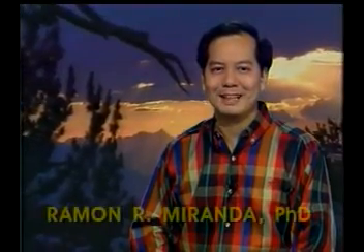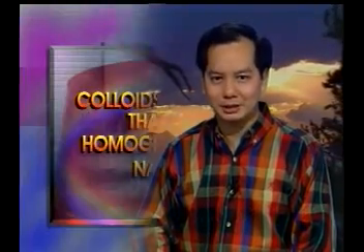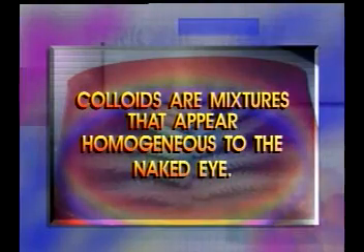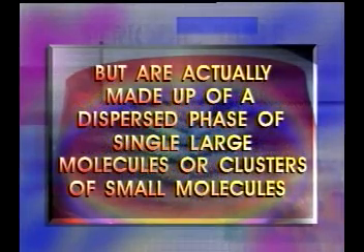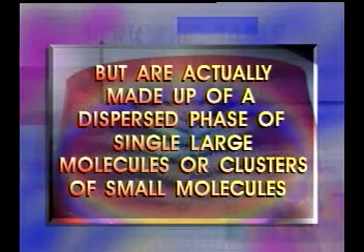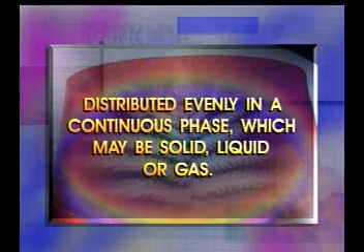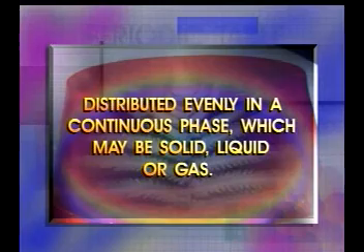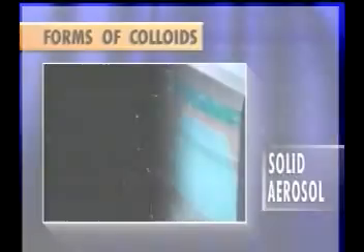Hello. In our last episode, we began our discussion on colloids, the special mixtures. Colloids are mixtures that appear homogeneous to the naked eye. They are actually made up of a dispersed phase of single large molecules or clusters of small molecules distributed evenly in a continuous phase, which may be solid, liquid, or gas. What are the different forms of colloids?